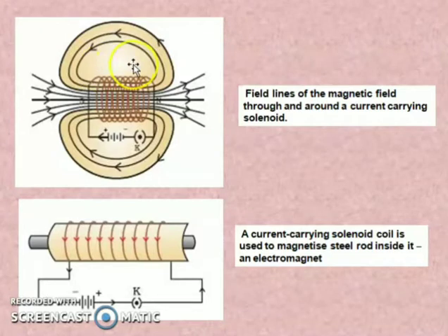This is a solenoid. You can see the field lines of the magnetic field through and around a current carrying solenoid, so this will act as a bar magnet, and you can see these are the field lines. In a bar magnet also the field lines are like that. Here the current carrying solenoid coil is used with a steel rod inside, so that will act as an electromagnet.